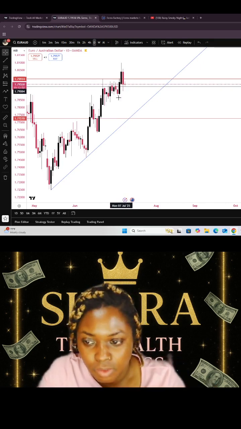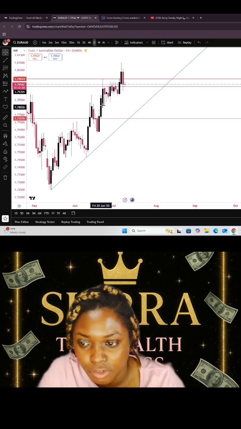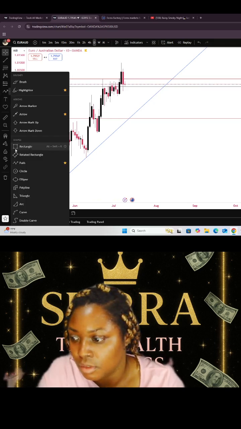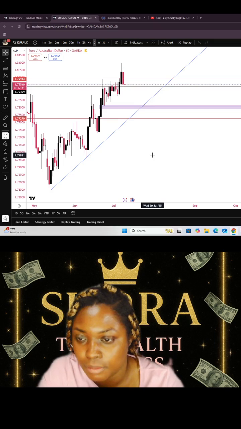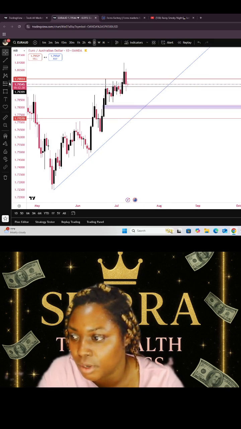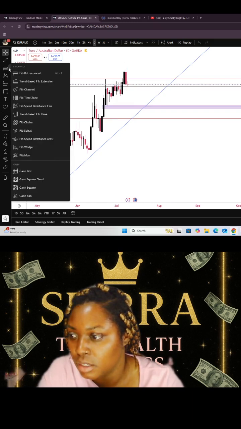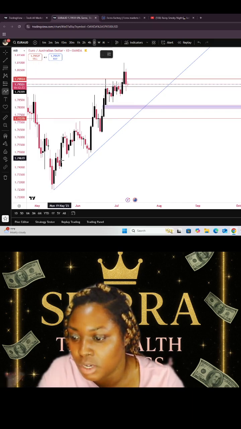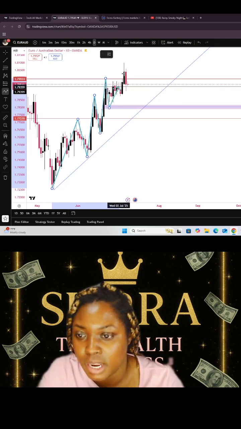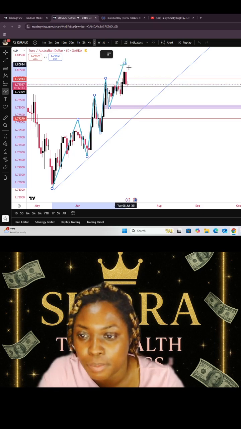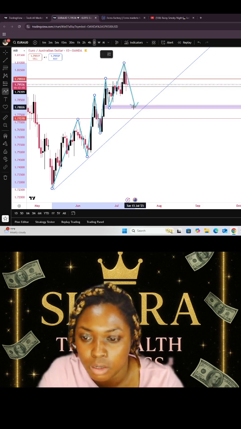And now that I zoomed in, I see that there's a fair value gap right here, so I want to mark up this fair value gap. Now remember, if this is a buy trend, there are opportunities for shorts, which is a sell, on these pullbacks. With us just getting a new higher high, there is a possibility that we can get an equal low here and then price push back up.